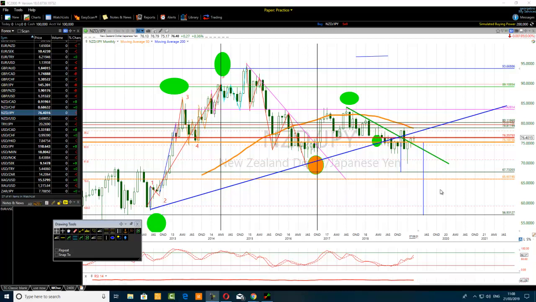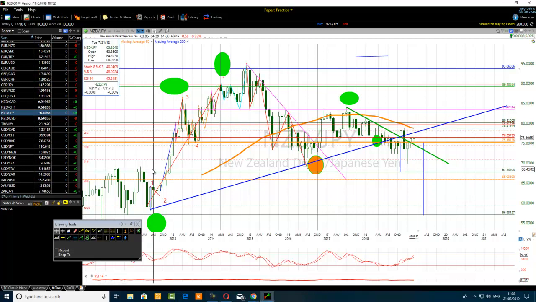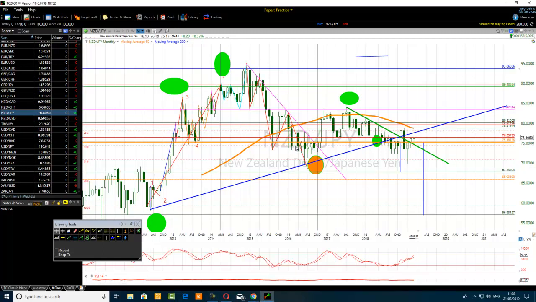Let's get started. The first thing that I want you to do, very simple, is to connect the low of the month of June 2012 to the low of the month of June 2016. That will allow you to draw the blue trend line here. Draw that one on your chart and do not remove it.